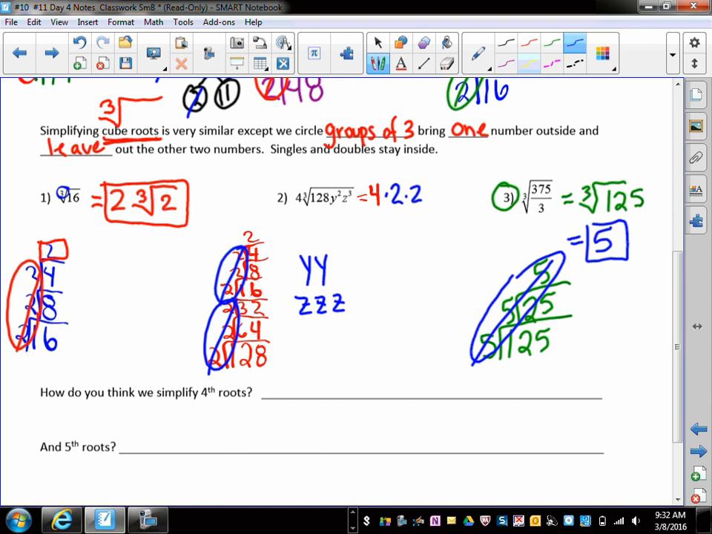Alright, we need 3 of a kind. Do I have 3 of a kind of my y's? No, so that's going to be stuck inside. I'm going to put a box around what's left inside. Alright, do I have 3 of a kind of z's? Yes, so this comes out in front.